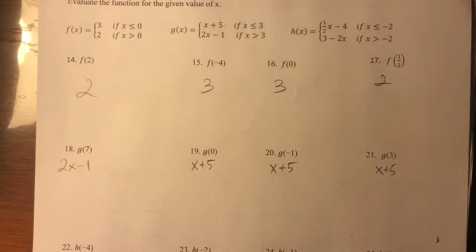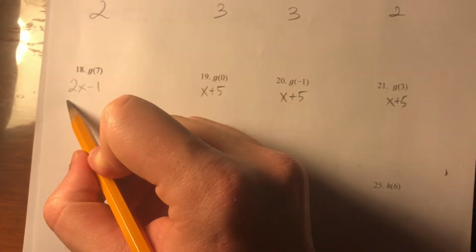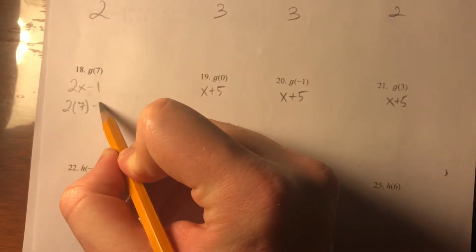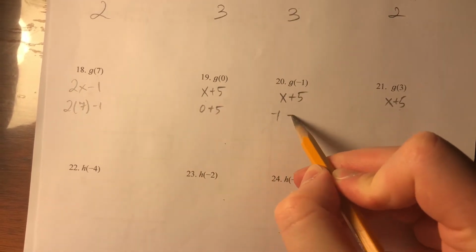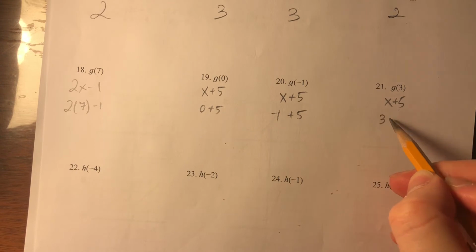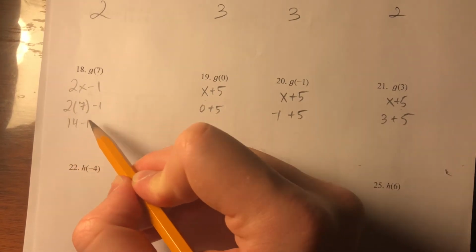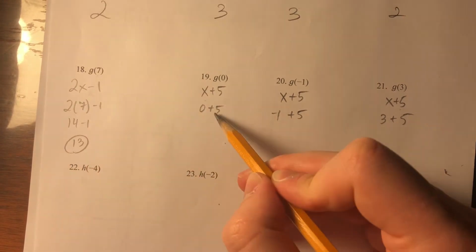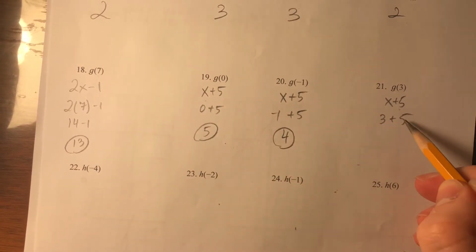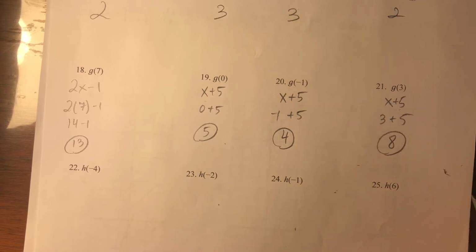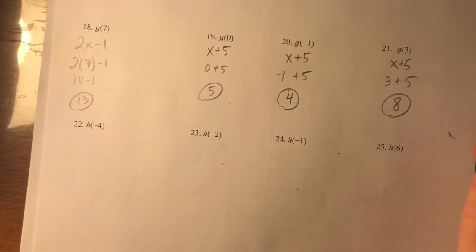All right, then it just becomes a matter of plugging numbers in. Plug in 7, plug in 0, plug in negative 1, plug in 3. And then just simplify. 14 minus 1 is equal to 13, then 5, then 4, then 8. All right, lastly, h.